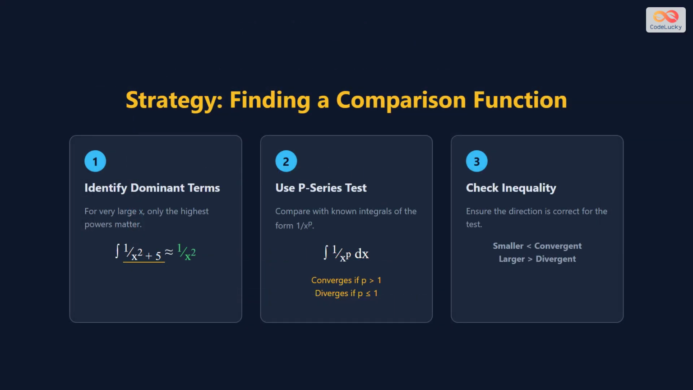How do you choose which function to compare with? The best strategy is to look at the dominant terms. For very large x, constant numbers matter less. A function like 1 over x squared plus 5 behaves almost exactly like 1 over x squared. We usually compare our difficult function to a simple p-series because we instantly know if 1 over x to the p converges or diverges based on the power p.